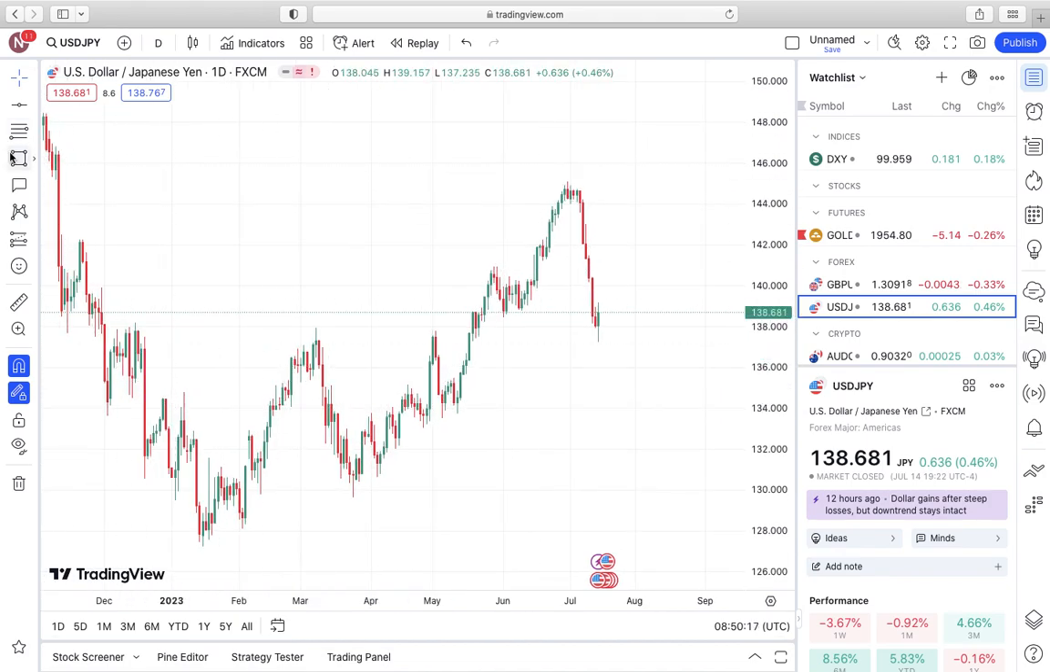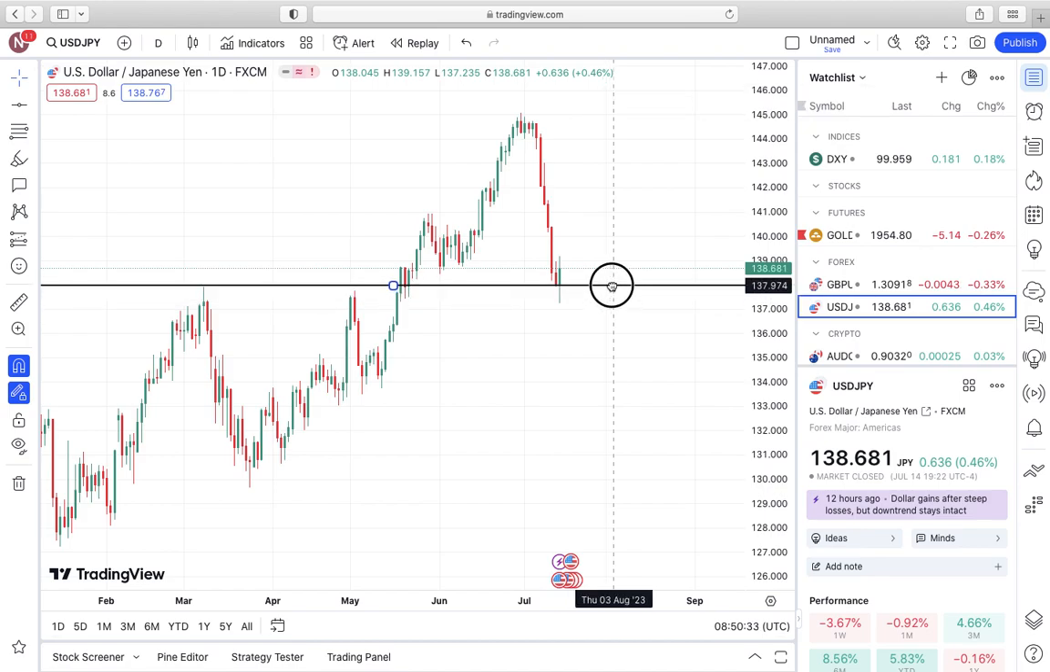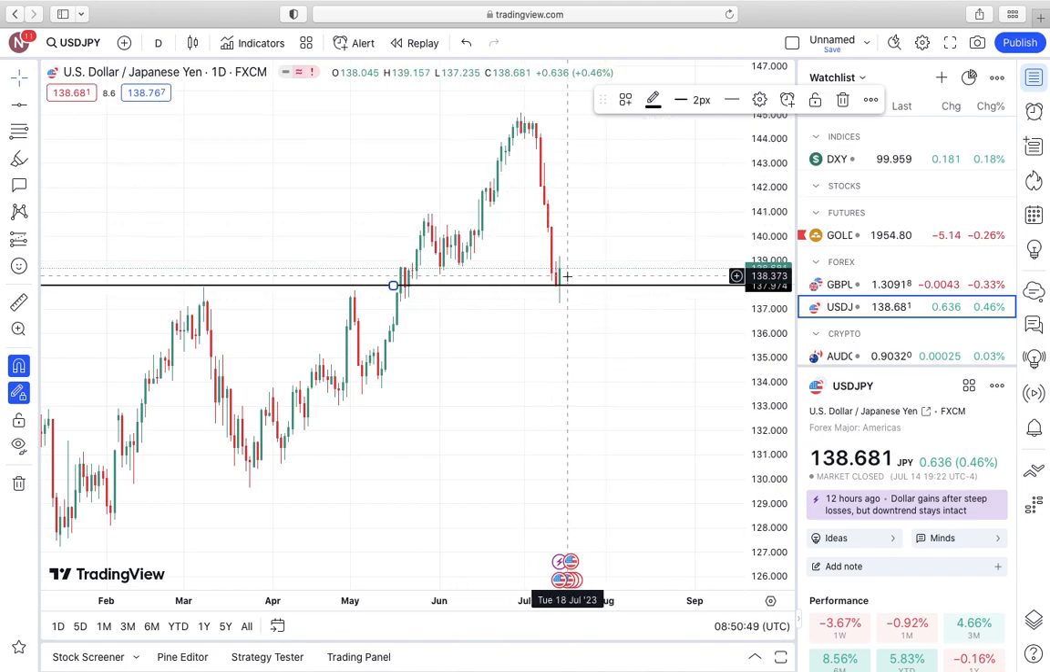Actually, if you come here, you will see that this is a resistance zone, and this is a support zone which has been created. You don't come here and put the line at the wick. No, the line must be at the body. Those wicks are always considered as noise in that given market. This is a support zone which has been created, which means we consider buying this market.